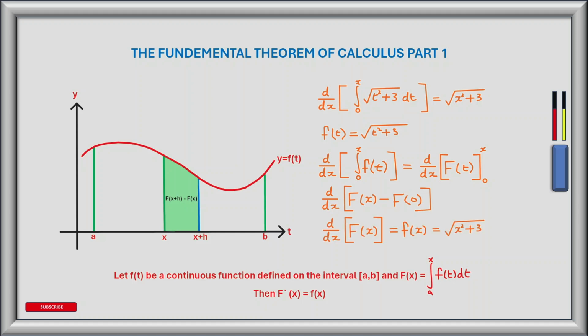The derivative of capital F of 0 is going to be 0 because it's a constant. So we're left with the derivative of capital F of x, which we know is lowercase f of x. Now, as we saw, f of t is equal to the square root of t squared plus 3. So therefore, f of x is equal to the square root of x squared plus 3.